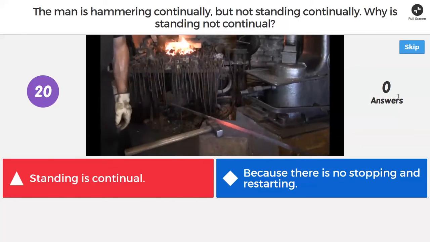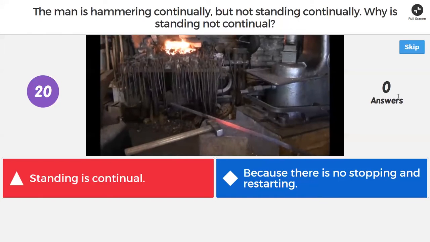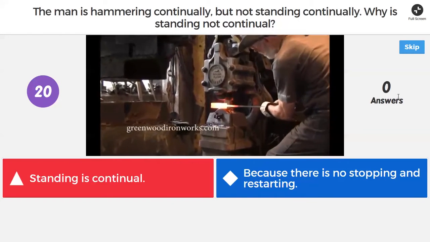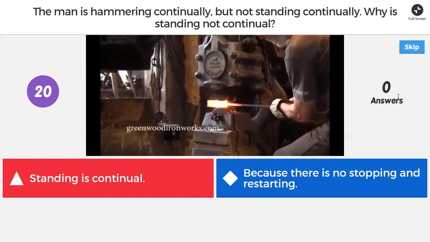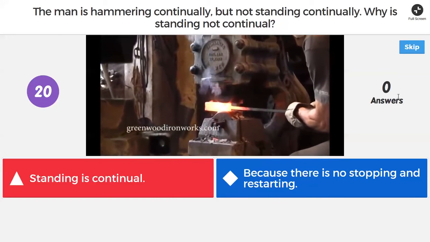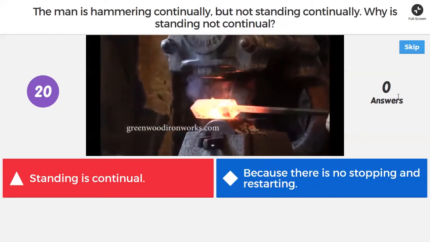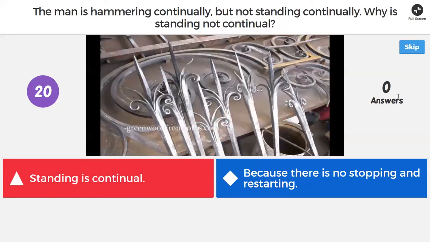And we've forced our user to see that and to press the button, which makes the most sense. So let's press that button because there is no stopping and restarting. So standing is not continual, but of course the question may linger, is there another special word instead of continual?